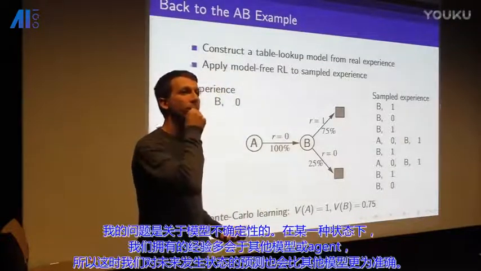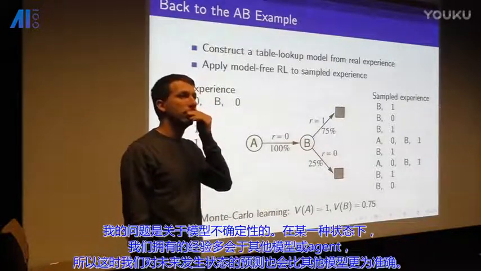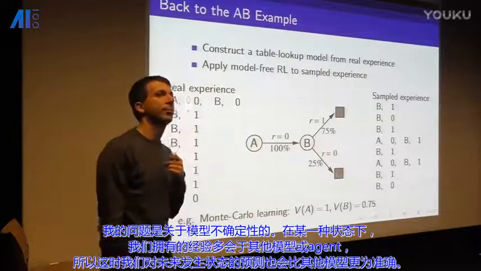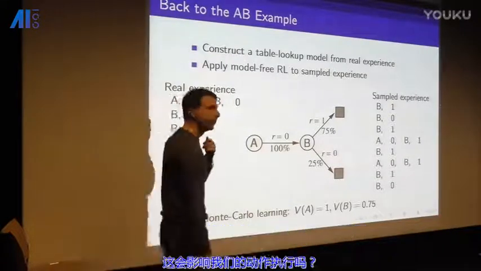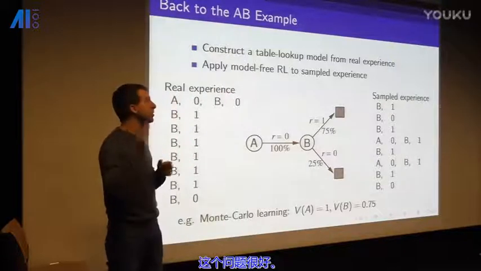I'm wondering about uncertainty in the model. In some states we experience them much more often than others, so our estimates of what might happen from them are much more precise than in others. Does this influence the action that we take?